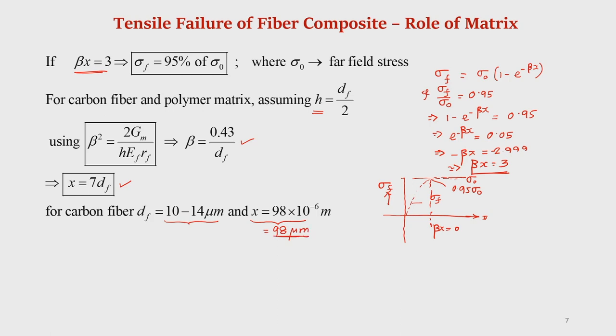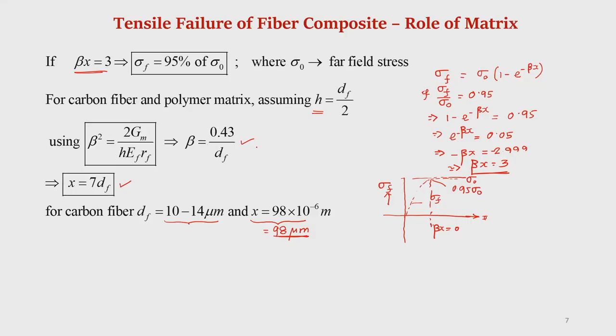That means, what we get from this discussion is that if a fiber breaks, a portion of the fiber of course becomes ineffective, that means it cannot take part in the load bearing, but at a distance of, say for this case of a carbon fiber in polymer matrix, at a distance of 98 micron, the fiber stress in the broken fiber is 95% that of the nominal stress, that means it starts taking part in the load bearing, okay.